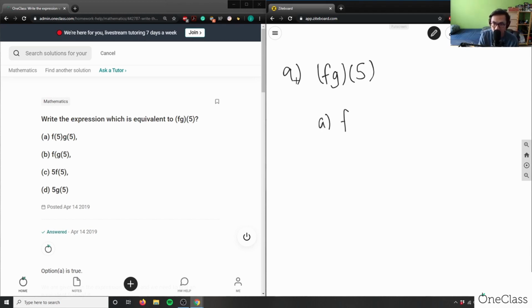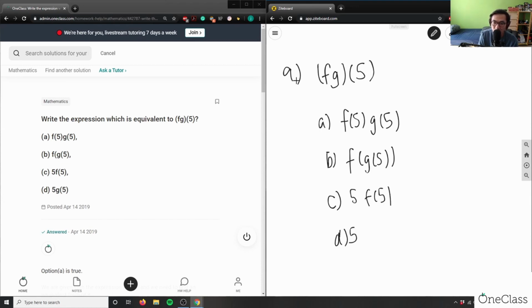A is f(5) times g(5). B here is f(g(5)). C here is 5 times f(5). And D here is 5 times g(5).